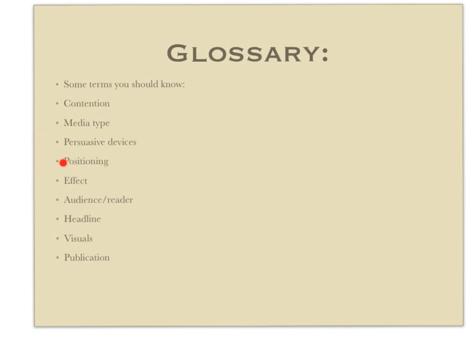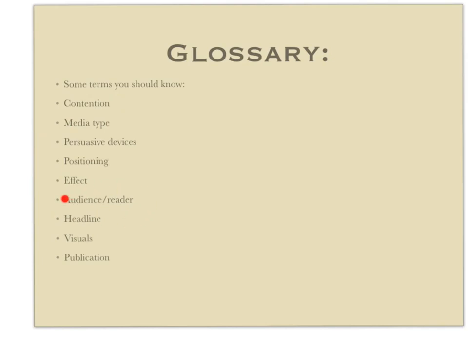So effect. Effect basically is the way that we describe how persuasive devices are meant to position the reader or the audience into responding in a particular way. So effect might be a reader feels frustrated or bitter or unhappy or something like that. So it's basically the impact that a persuasive device is meant to have on the reader or the audience.